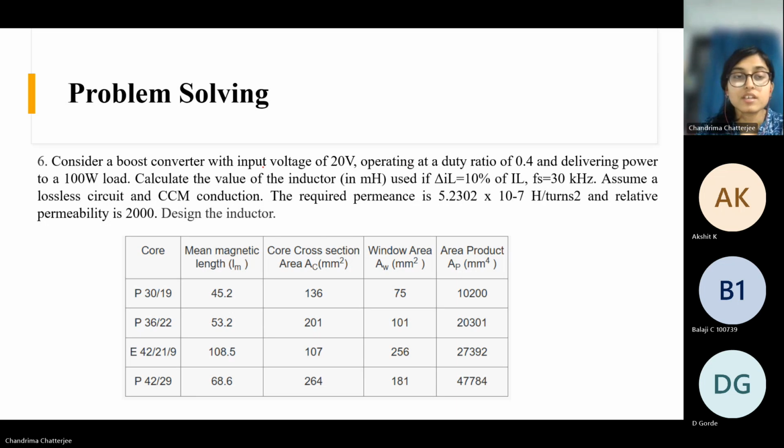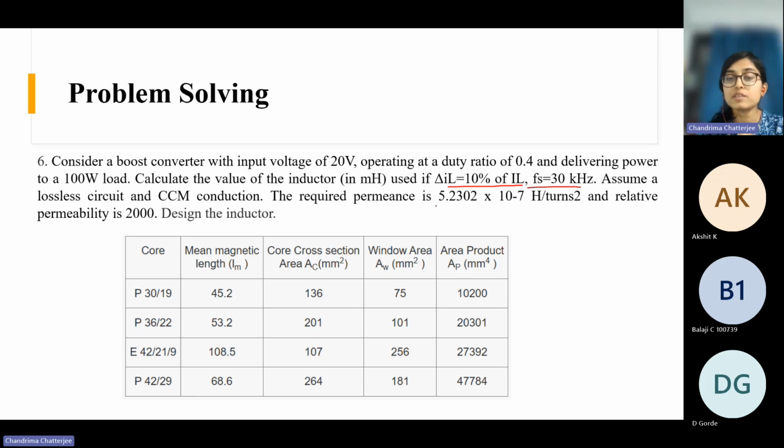So now here is one question. This is a boost converter with input voltage of 20 volt and a duty ratio of 0.4, delivering a power of 100 watt. Calculate the value of inductor. They have given delta IL is 10% of IL, that means your current ripple is 10% of average inductor current. Switching frequency is given, and assume a lossless circuit and continuous conduction mode.